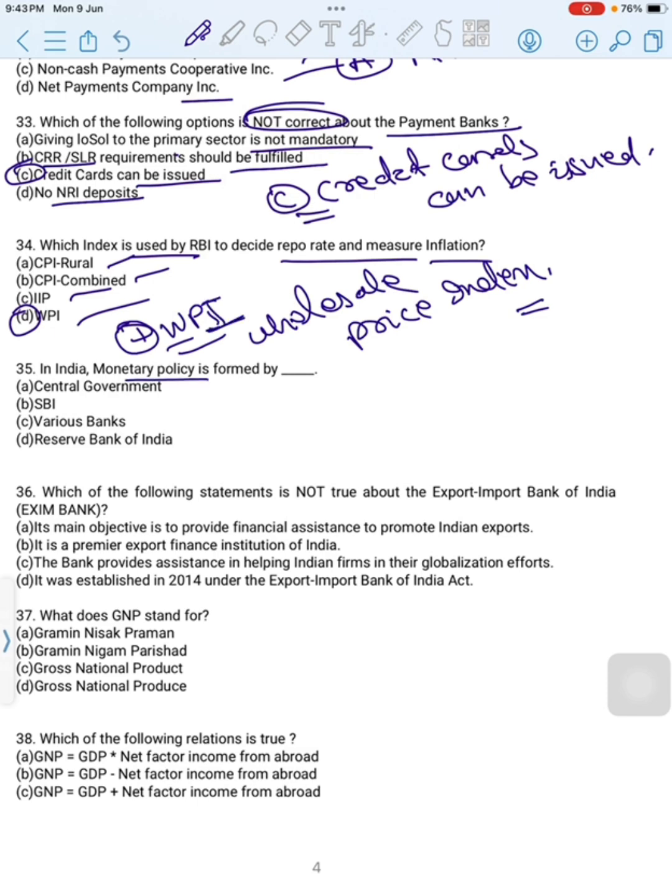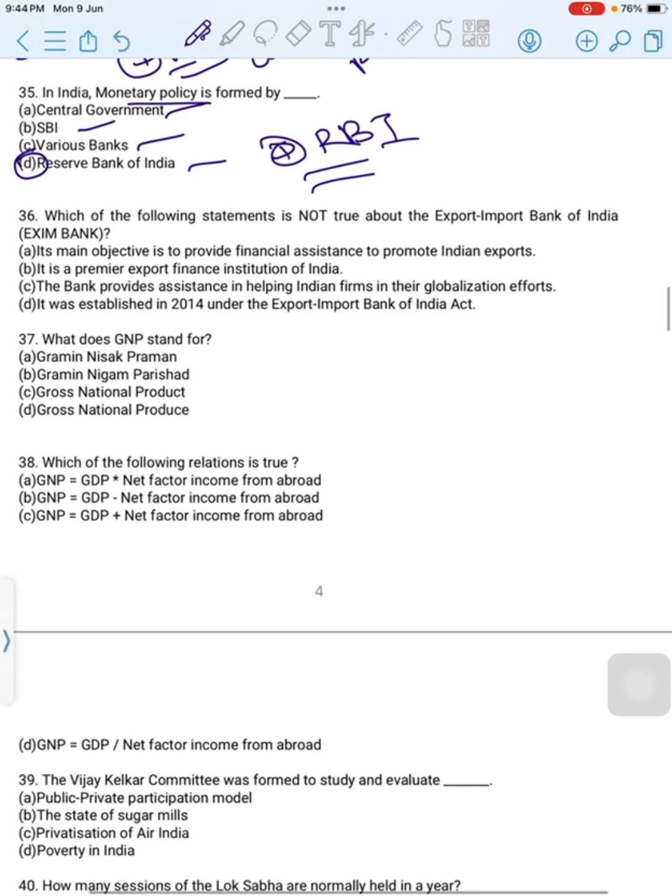In India, monetary policy is formed by dash: central government, SBI, various banks, and RBI, Reserve Bank of India. Then correct option is option D, RBI. The RBI implements the monetary policy in India. There are three main tools of monetary policy: reserve requirement, discount rate, and open market operation. Then correct option is option D. Then move to next question.